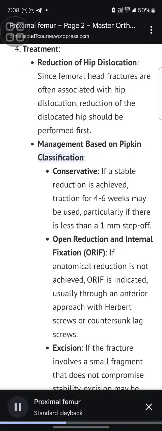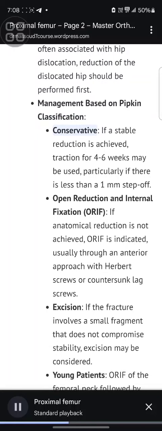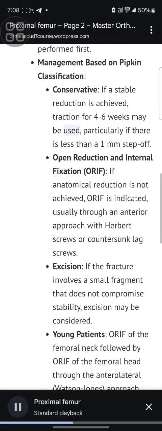Management based on Pipkin classification. Conservative. If a stable reduction is achieved, traction for 4 to 6 weeks may be used, particularly if there is less than a 1 step off. Open reduction and internal fixation, ORIF.